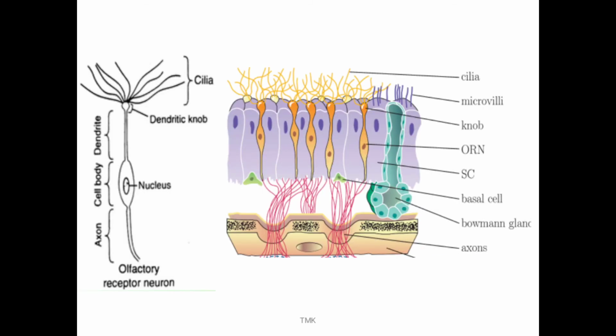Here is one example. This is an olfactory receptor neuron, because olfactory receptor neurons come under the section of chemoreceptors. Here we can see the cilia, that is the modified dendritic ending, and a dendritic knob, cell body, dendrite, axon, etc.